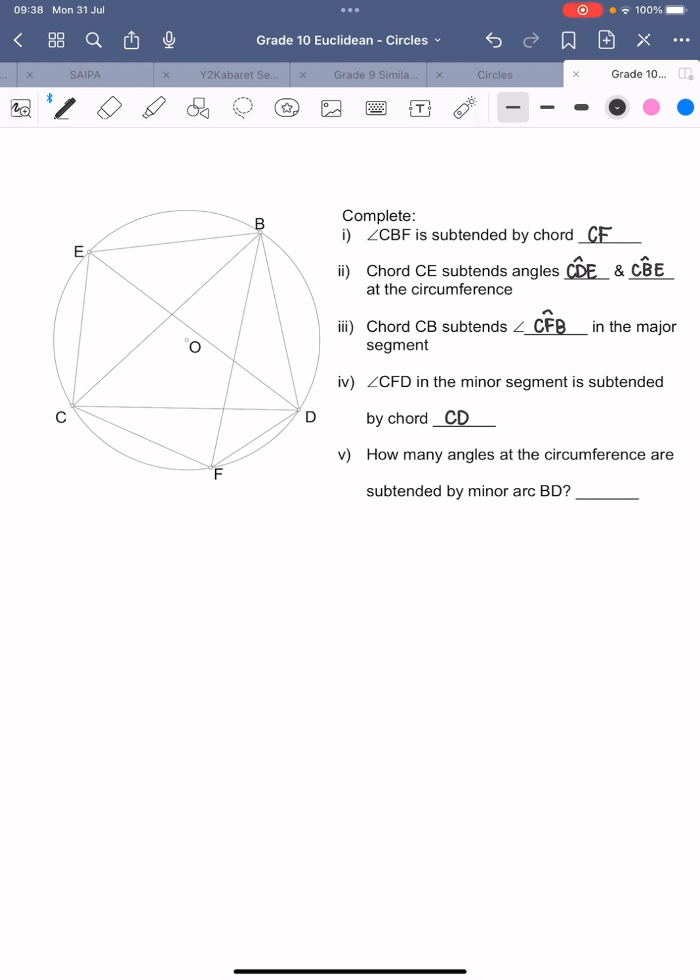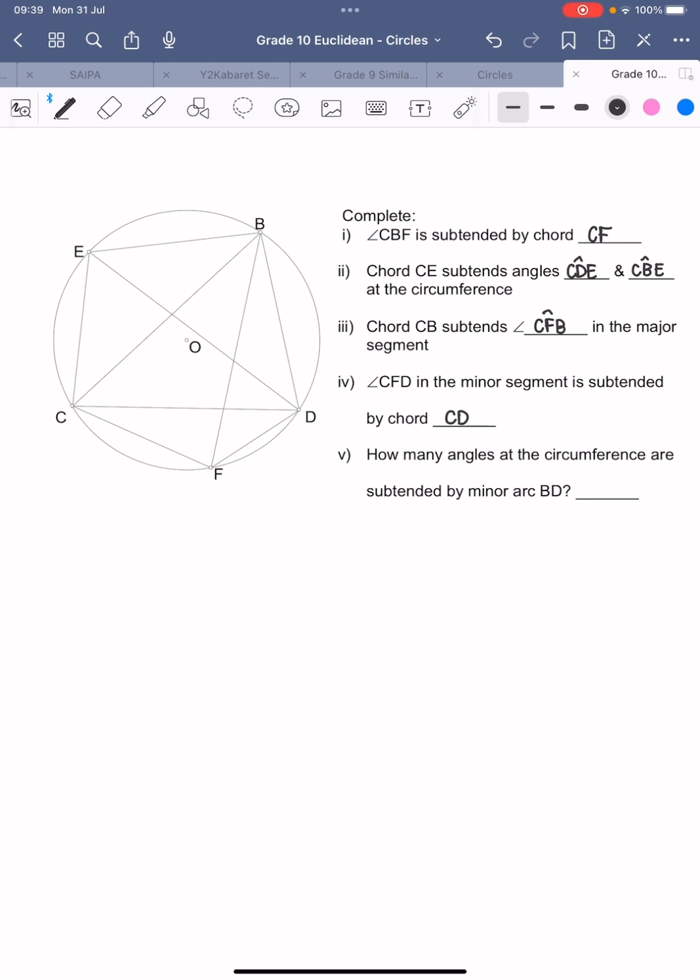All right, what do we think for that first one, guys? What's the answer to the first one? Angle CBF is subtended by chord CF. All right, if you follow the lines forming that angle, they go back to chord CF. Okay, so that's the first one.